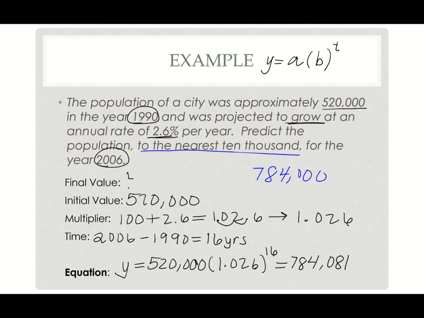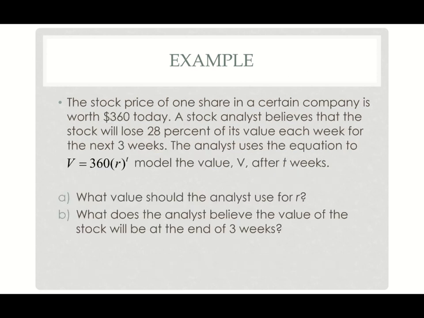as my final answer. So it grows from 520,000 to 784,000 people over the period of 16 years. And our final example here has two parts to it. A says what value should the analyst use for R, and B, what does the analyst believe the value of the stock will be at the end of 3 weeks. So A is going to have to deal with our first part of the lesson, and B, that second part, writing an equation. So I'd like you to read through this and try A and B while the video is paused, and then play the video for the answer.